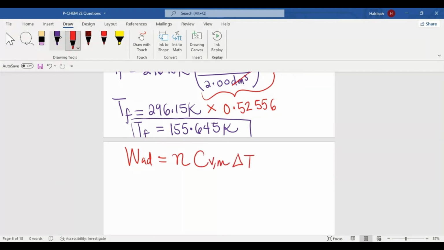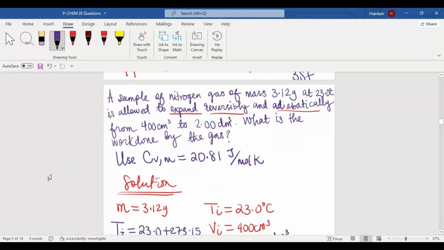We can solve for the change in temperature because we have T final and T initial. We know the value given to us for the molar heat capacity at constant volume, and we have the number of moles. Before we solve this one, let me quickly mention this. This is a question from a textbook, all right?